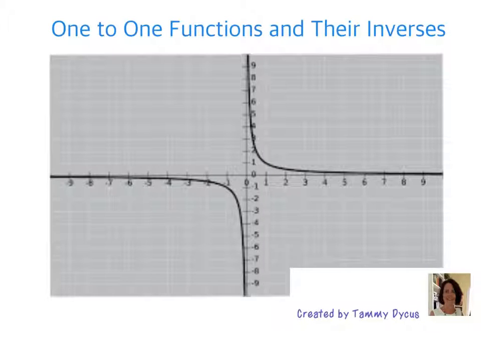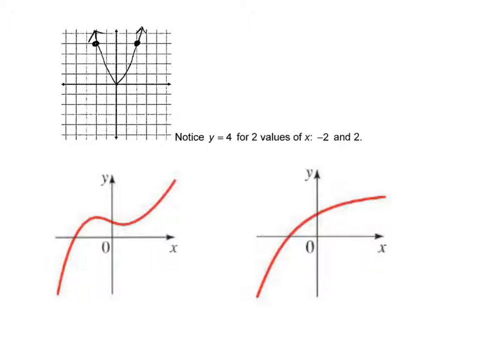One-to-one functions and their inverses. A function is a formula that has only one y, or outcome, for each x, which is the input. In other words, given a set of points from the function, the x's will not repeat. However, it's still a function if the y's repeat.